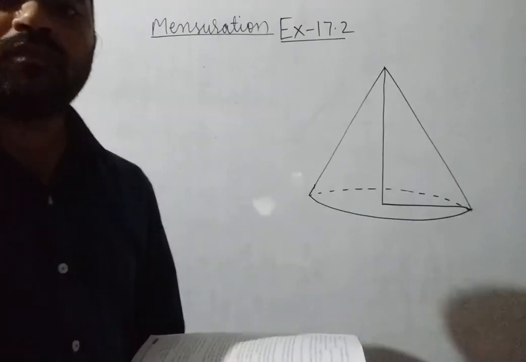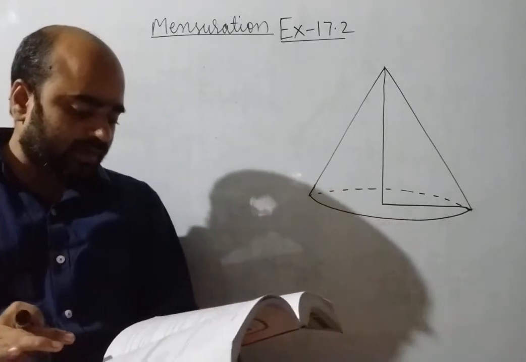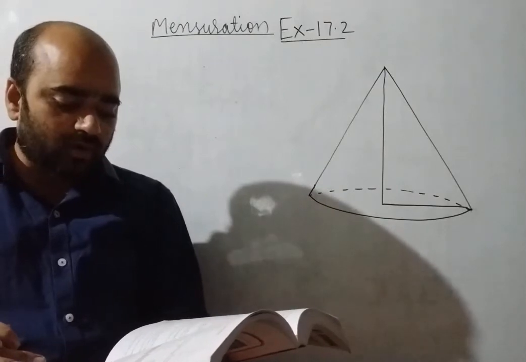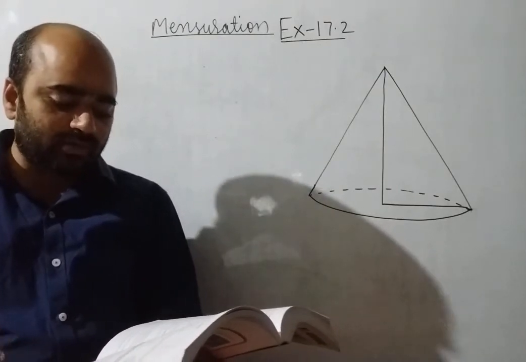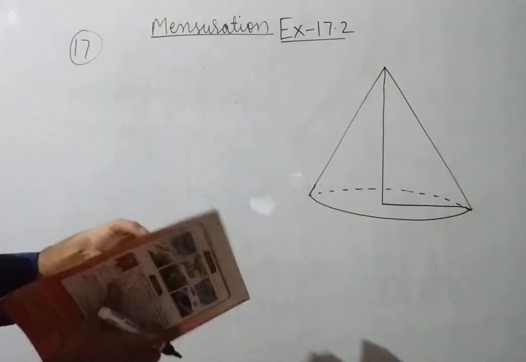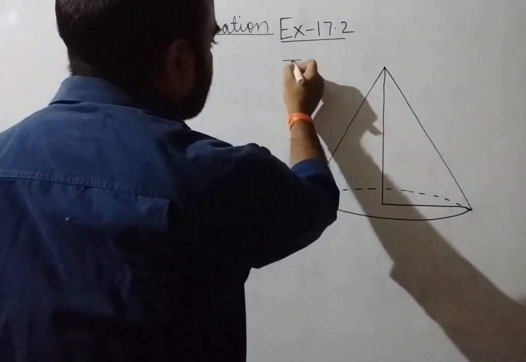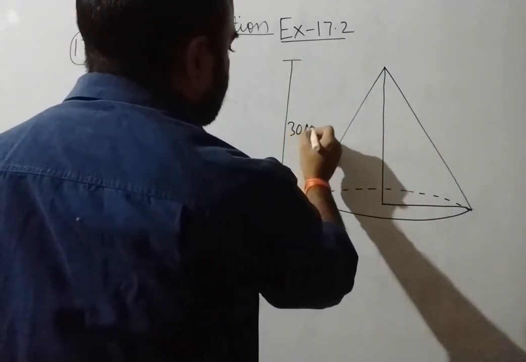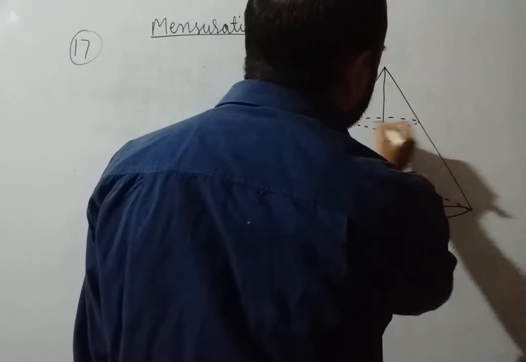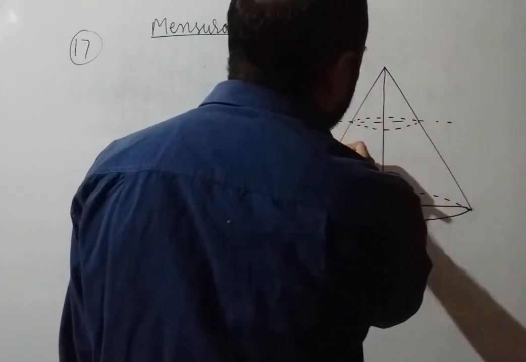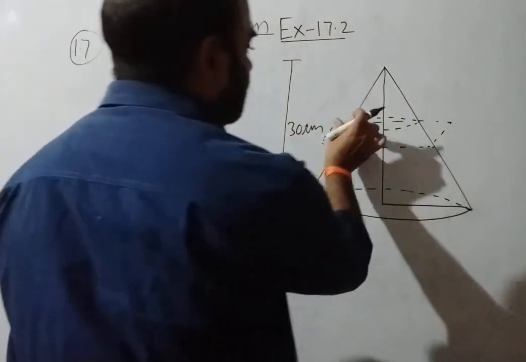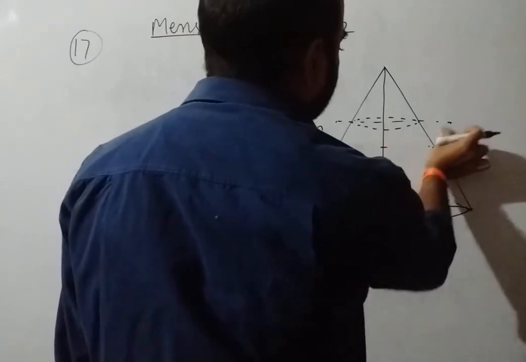Next is question number 17. The height of a cone is 30 centimeter. A small cone is cut off at the top by a plane parallel to its base. Already we have one cone. For this, height is given as 30 centimeter. It means this total is 30 centimeter. Now one small cone has been cut off by a plane parallel to its base.